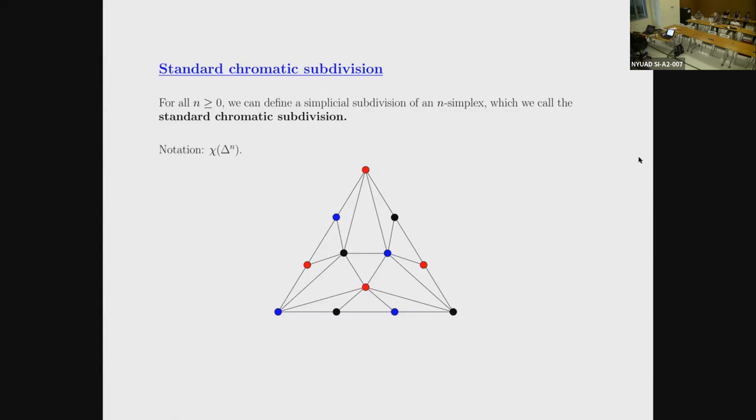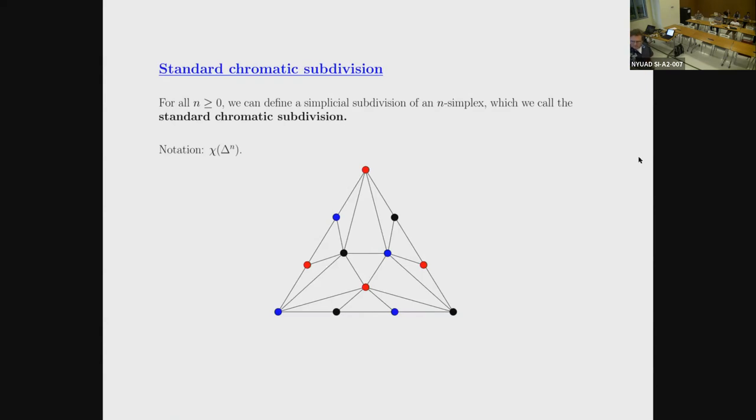So that appears in the work of Tom and so on. We call it standard chromatic subdivision because, unlike the barycentric subdivision, it behaves very nicely with respect to colors. If I had three colors before, and I do a barycentric one, I put the barycenter in the middle, I need an additional color. So usually with an iterated barycentric subdivision, the number of colors will explode. And here I can just keep the same number. And it's in a sense a new one.